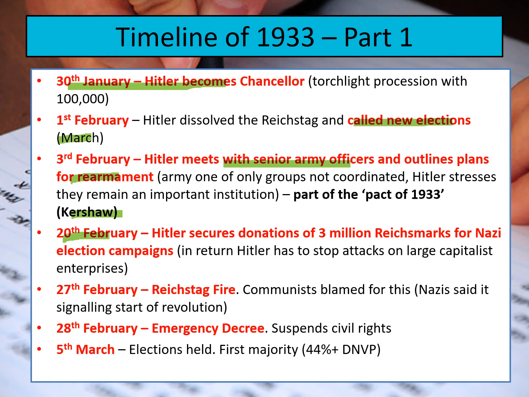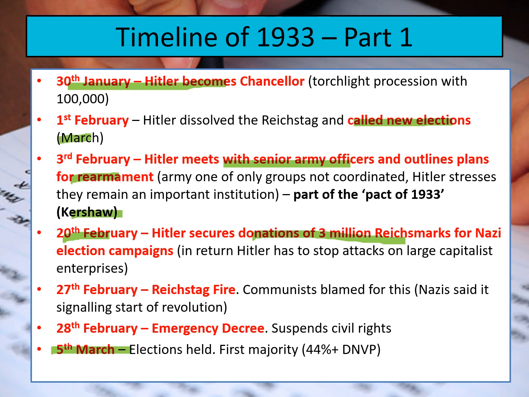On the 20th of February, he meets with some of the big business leaders and is able to secure donations of 3 million Reichsmarks for the Nazi Party for the last couple of weeks of the election campaign, because remember that the elections are taking place on the 5th of March. In return, Hitler has to stop the attacks on the large capitalist enterprises that have been going on by the SA, and he also has to talk to them about how he will weaken trade unions, which obviously he does by the time we get to May 1933.